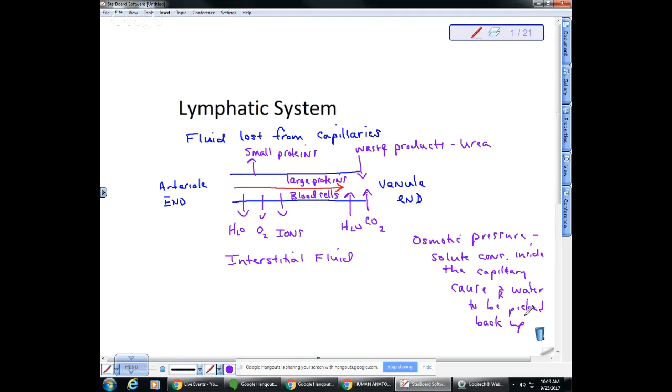Now this sometimes doesn't pick up all the fluid, and then you get fluid buildup in the interstitial fluid. So what you have to then do is you have to have another mechanism by which you can remove the excess fluid that's lost that is not picked back up, okay? Because actually the osmotic pressure might vary a little bit with what you're taking into your body. Like if you're dehydrated or if you're overhydrated, it could affect the osmotic pressure. Okay, and so that is the role of the lymphatic system.